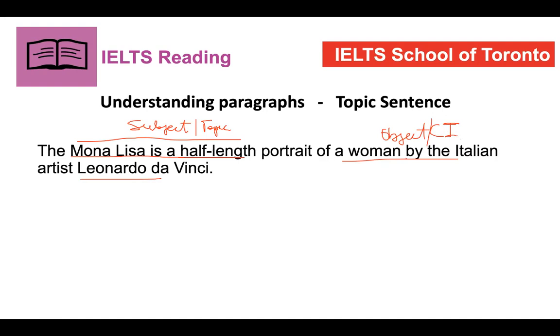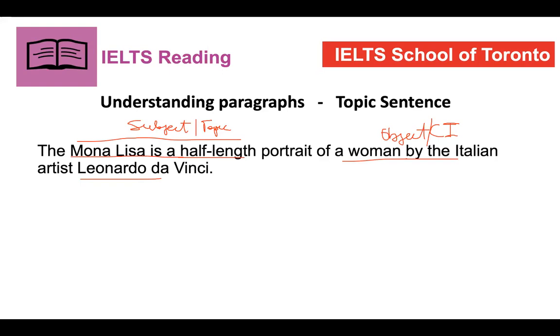Now, this is important in writing, and at the same time, this is important in reading. So what we do when we read the first sentence of the body paragraph, we ask ourselves, what is the topic here? The topic is telling us something. What's the topic in this sentence? What's the subject? What's the subject of the sentence, guys? A woman by the Italian artist. Mona Lisa, right? Mona Lisa is the subject.